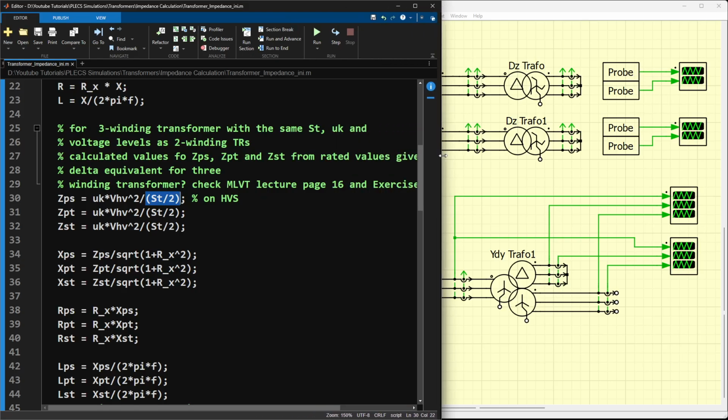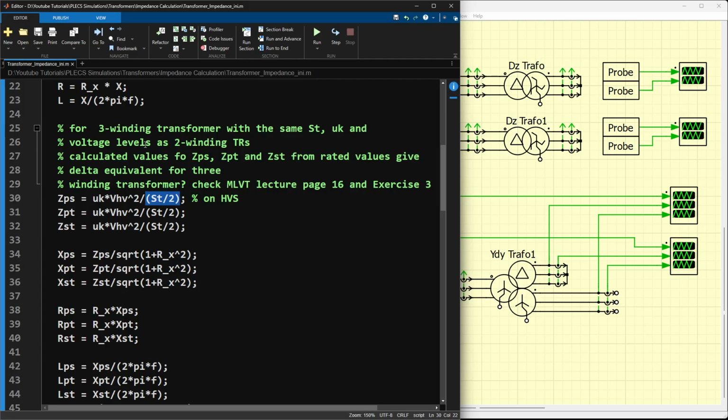Let's read it. So for three-winding transformer with the same ST, that's the power, UK, the short circuit impedance, and voltage levels as two-winding transformers. Calculated values for ZPS, ZPT, and ZST from rated values give the delta equivalent for three-winding transformer.